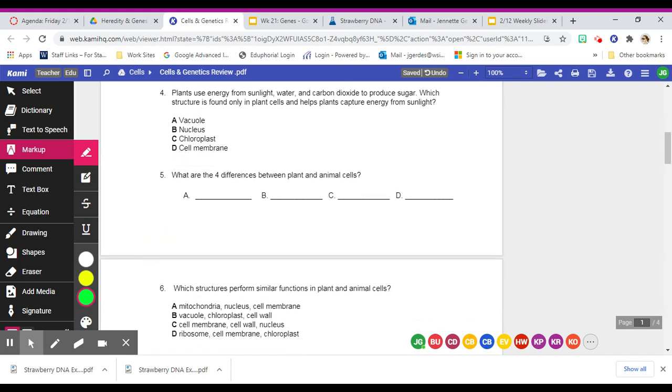Plants use energy from sunlight, water, carbon dioxide to produce sugar. Which structure is found only in the plant cell that helps plants capture energy from the sunlight? So our green kitchen is what we're thinking about, our green kitchen. So remember, those nicknames will help you remember the organelles. You will be tested heavily over the organelles on this test, so you need to memorize them. The vacuole, remember, is the storage bag.